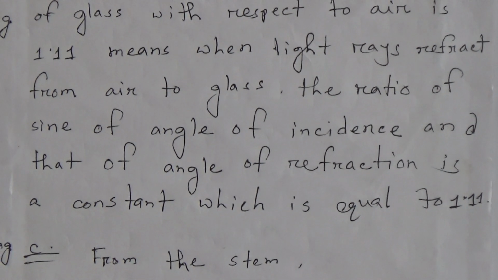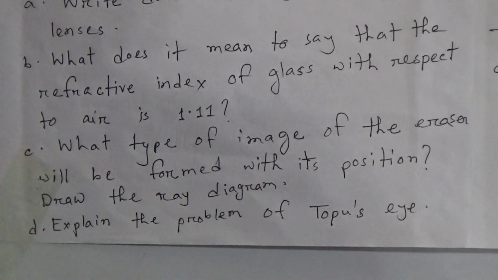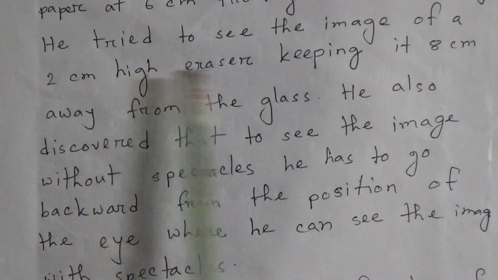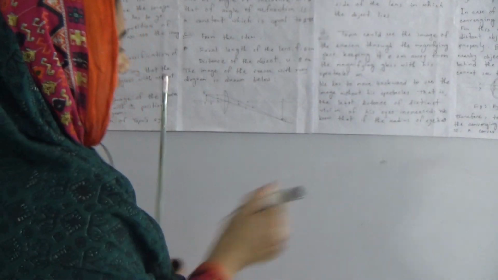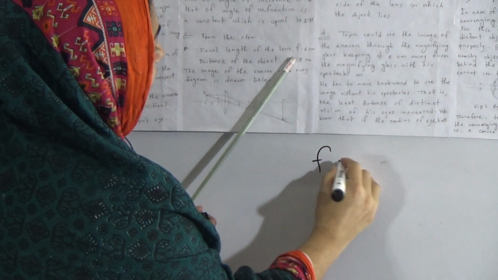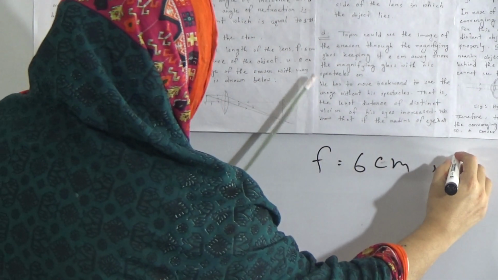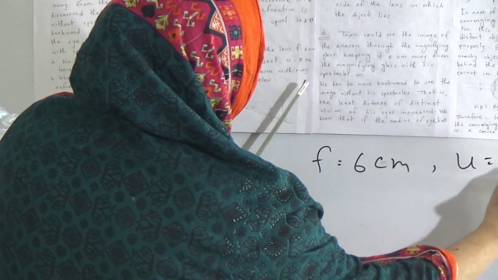Okay, now question number C, what type of image of the eraser will be formed with its position? Draw a ray diagram. My dear students, according to the stem we have to draw a ray diagram, and from the stem we know that the focal length of the lens is 6 centimeters. They are given focal length of the lens is 6 centimeters and the distance of the object is 8 centimeters. So my dear students, now we will draw this diagram. Here given focal length f equals 6 centimeters and distance of the object, that means u, is 8 centimeters.